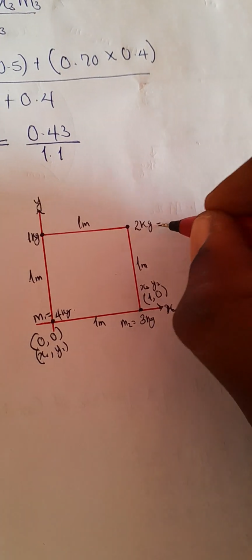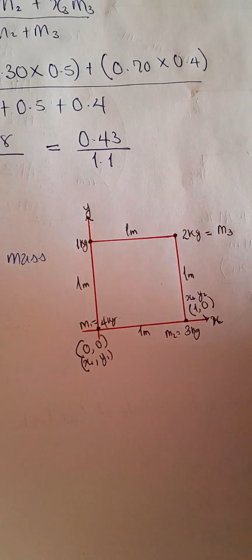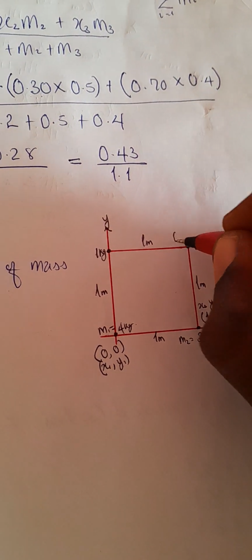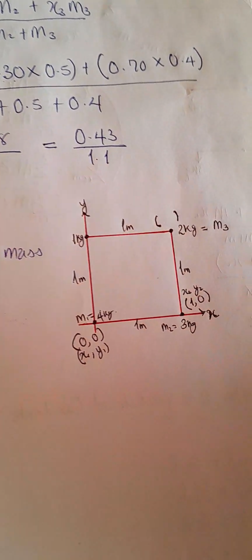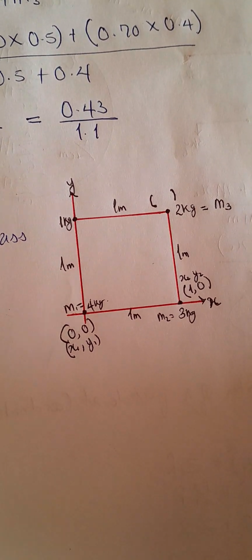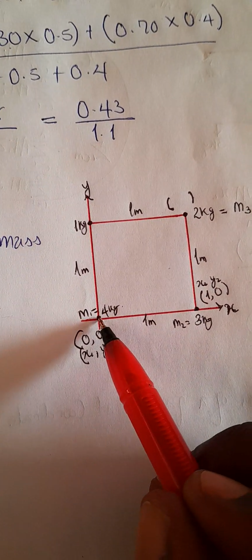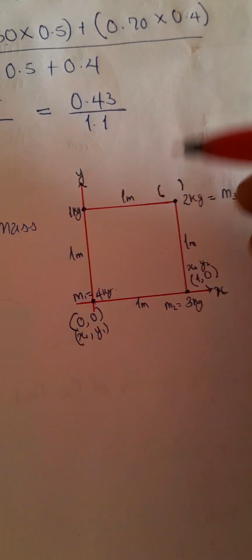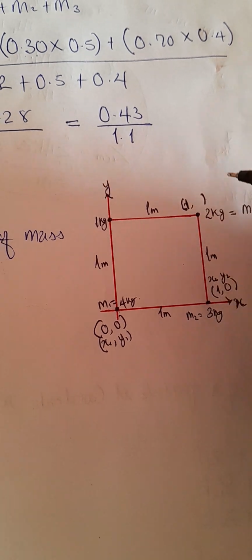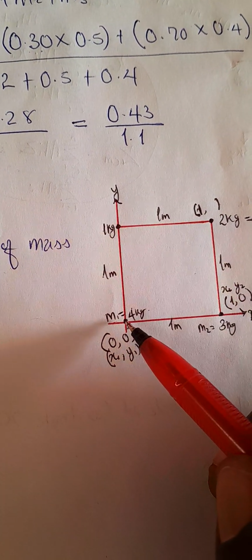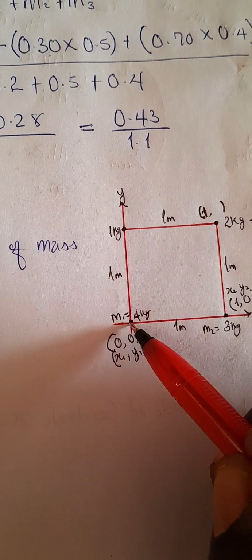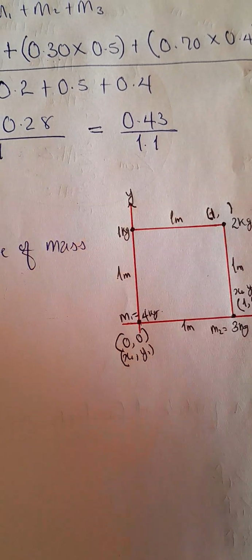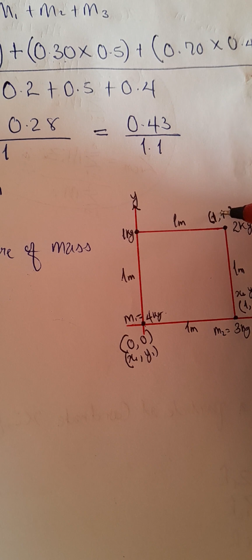You can title your mass with anything. So let me say this is m3. Now, what is the coordinate of this point? You can pause the video and then try. Okay, at this point, x moves from 0 to 1. So at this point, it is 1 for x. At this point, y moves from 0 to 1. So at this point, it is 1 comma 1.